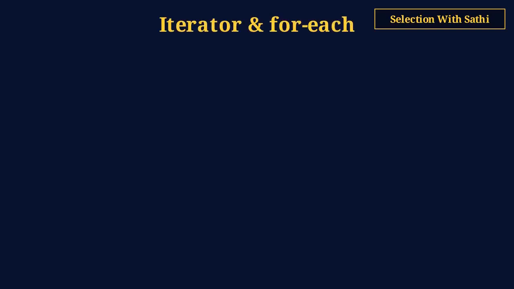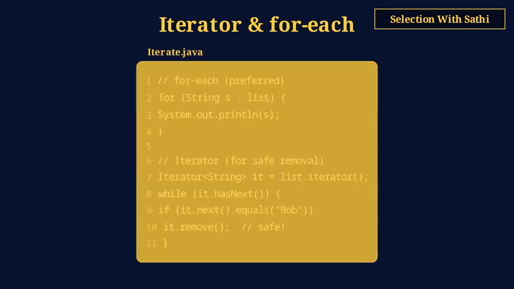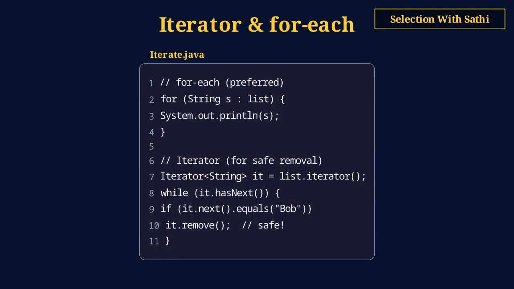The Iterator pattern provides a uniform way to traverse any collection. Call iterator on any collection to get an Iterator object. hasNext returns true if there are more elements. next returns the current element. The remove method safely deletes elements during iteration. You cannot do this with a regular for-each loop.